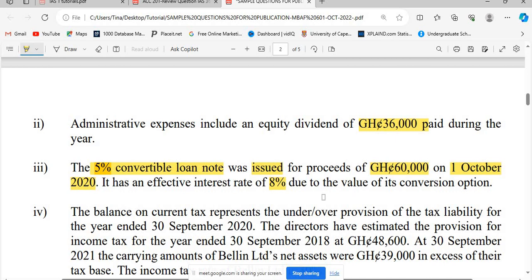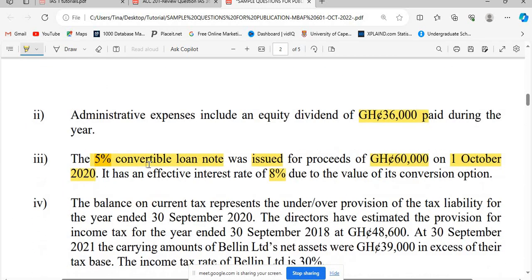Now the standard says that the liability component is the present value of future cash flows. When you take a financial instrument, the 5% convertible loan, the 5% signifies the cash payment or the contractual cash flow, whether inflow or outflow. Since Berlin Limited is the one who issued it, the 5% will be a cash payment to the investor. You'll be paying the investor 5% every year until the end of the loan. Is that okay?